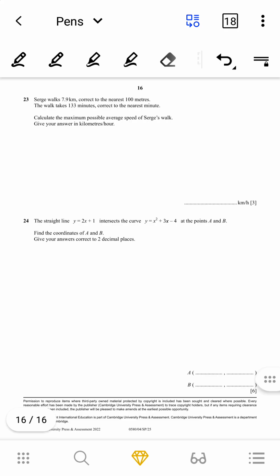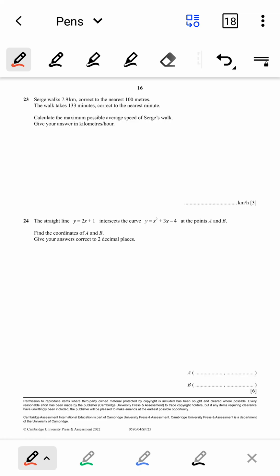The 23rd: the search walk is 7.9 kilometers, correct to the nearest 100 meters. The walk takes 133 minutes, correct to the nearest minute. Calculate the maximum possible average speed of the search walk. Give your answer in kilometers per hour. So, nearest 100.